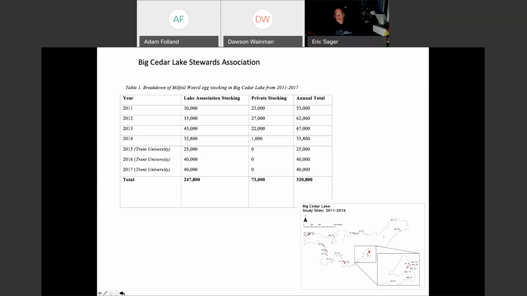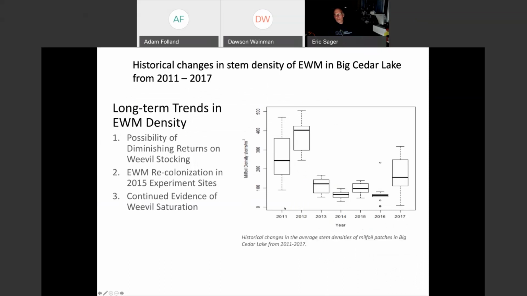So if we look at before stocking, and this is just milfoil, this is an average of a bunch of sites that we were monitoring over the time. Stem density is approaching 500 stems per meter squared, which, if you think of that picture I showed you of Apsey Lake, would look kind of like that. And then after stocking, it seems to sit around 100 stems per meter squared. So a significant reduction.